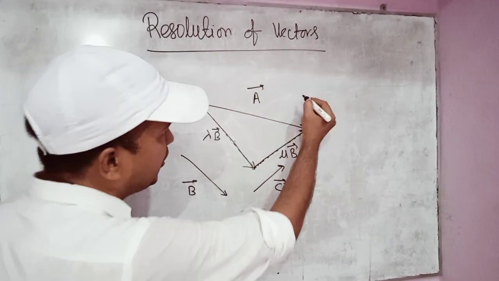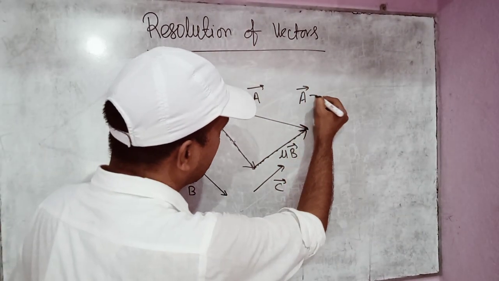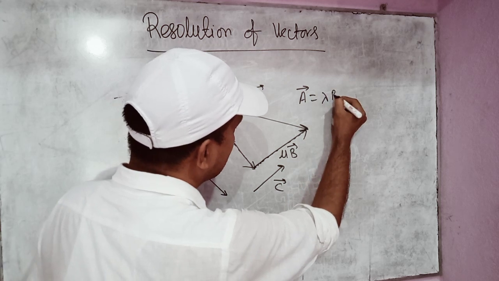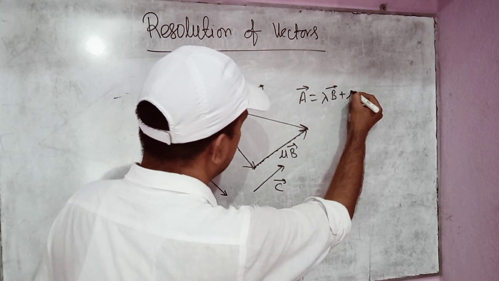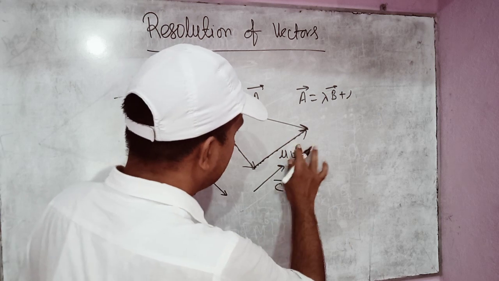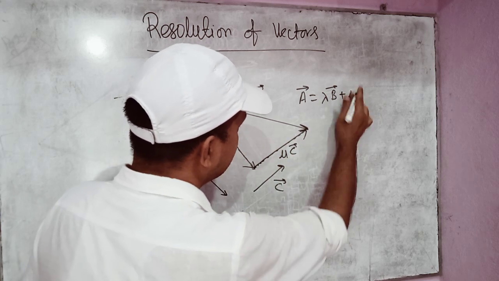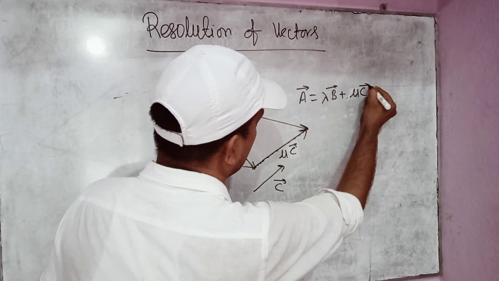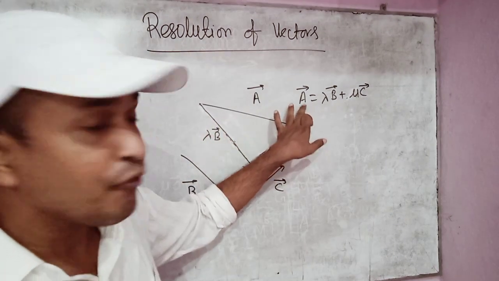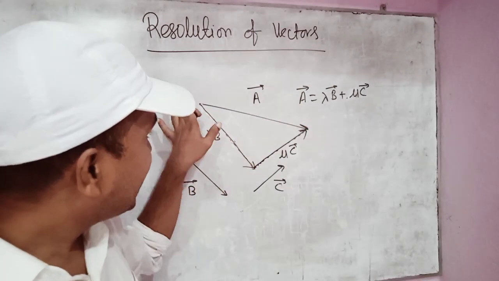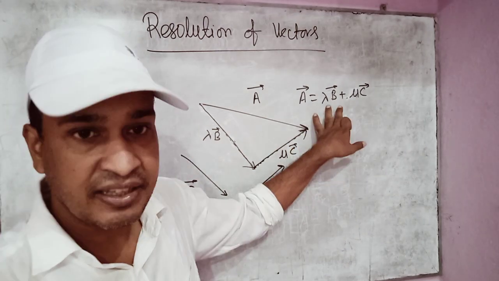So we can write vector A is equal to lambda B plus mu C. So we have resolved vector A in the direction of vector B and vector C.